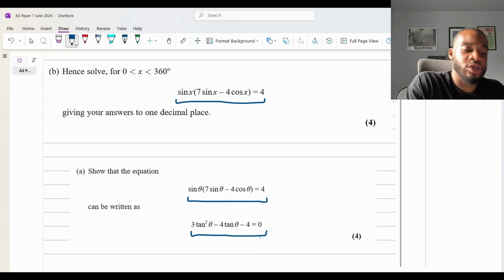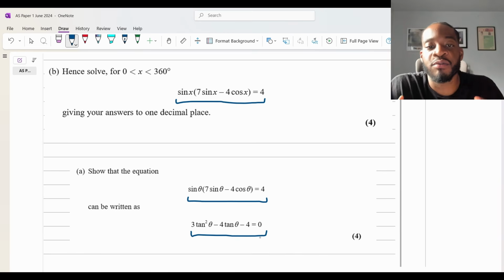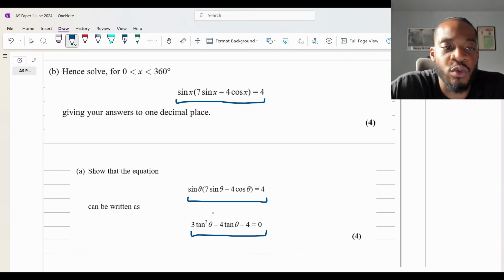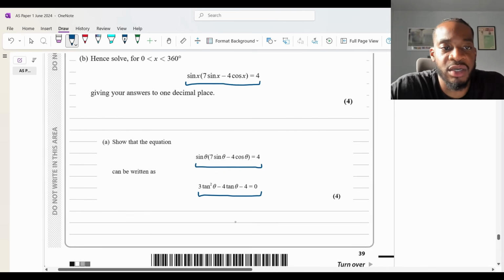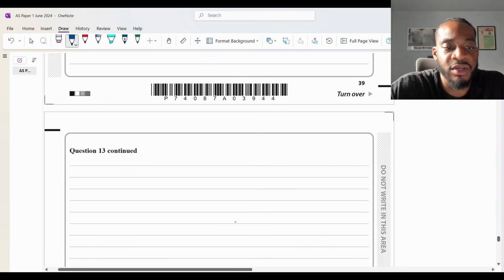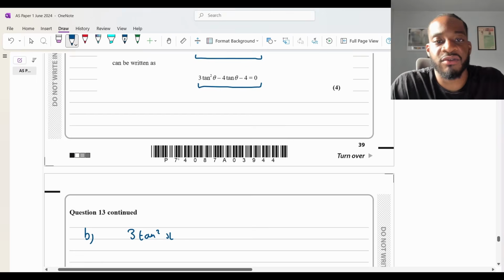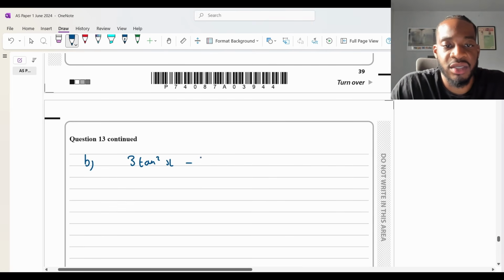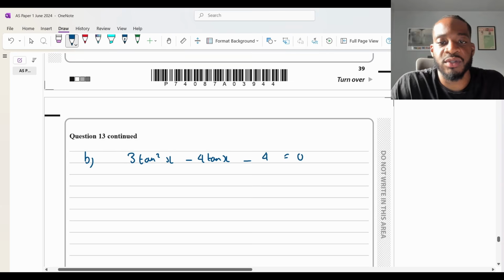So that's the whole point of this type of question, this topic. You have a certain trigonometric equation which you don't like the look of. You use identities to write it in a form that you can easily solve. So we're going to rewrite this in terms of that, but obviously we're going to use x's instead because that's what we're dealing with in part B. So we're going to solve 3 tan squared x minus 4 tan x minus 4 is equal to 0, and we're solving this between 0 and 360.